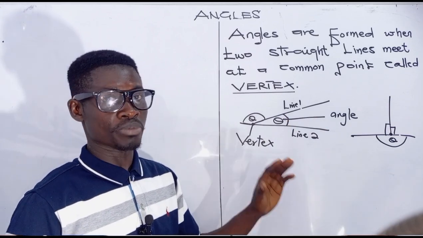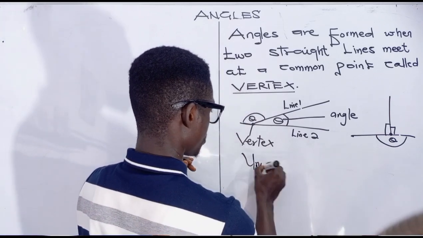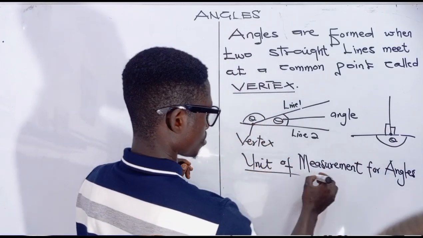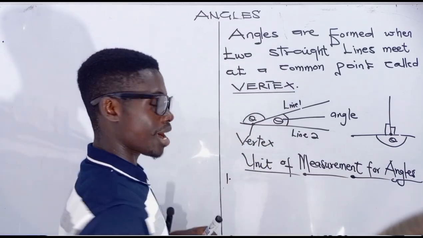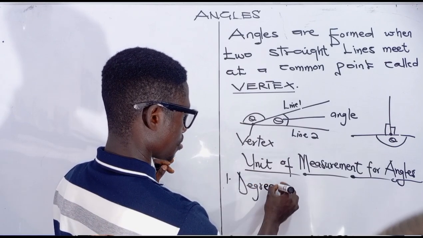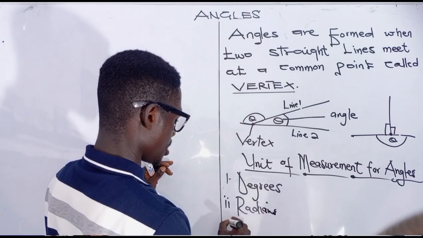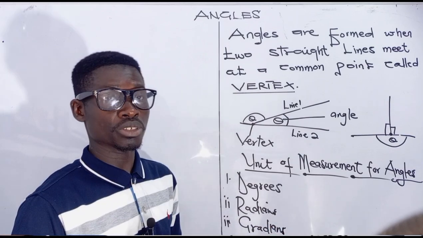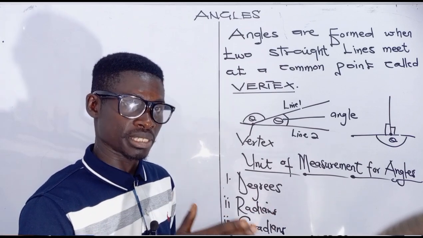Now let's look at the unit of measurement for angles. Angles are measured in degrees. They are also measured in radians. And then we have gradians. But for the purpose of today's lesson, we are going to use the degree as our unit of measurements.